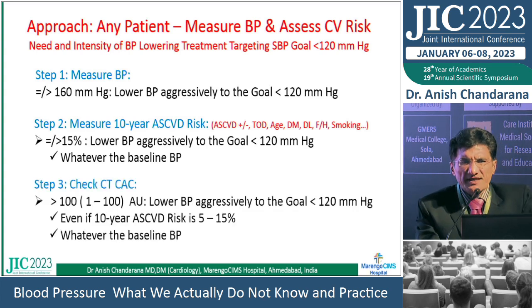Step 3. If you do not have a calculation of risk, and your blood pressure is even normal, go for CT coronary calcium score. If your CT coronary calcium score is more than 100, surely you need to reduce your blood pressure by 10 millimeter of mercury.